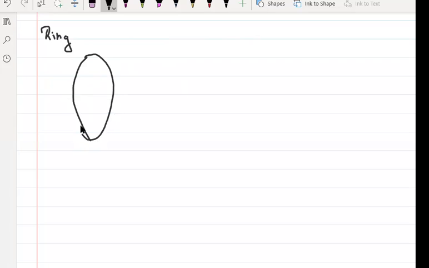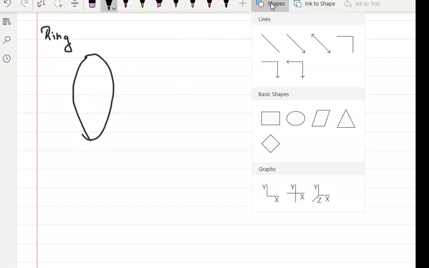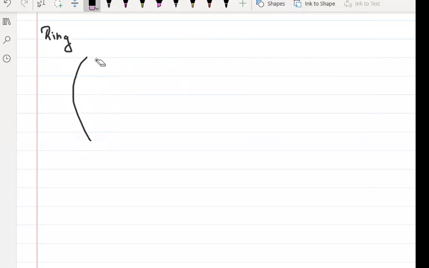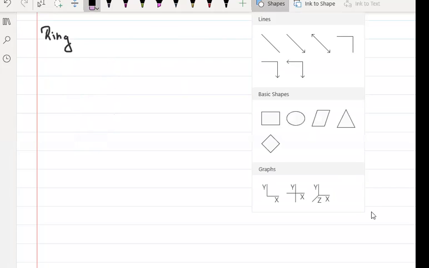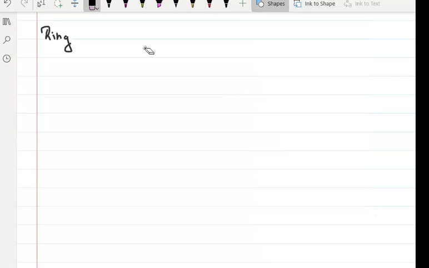So ring is something like this. Wait, I'll just draw using this. I'm horrible at drawing. That's what I said, Abhiram. So ring we will discuss. Okay, disk we will discuss in advanced class.